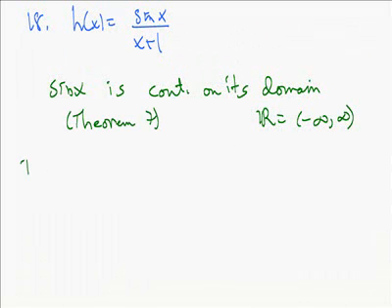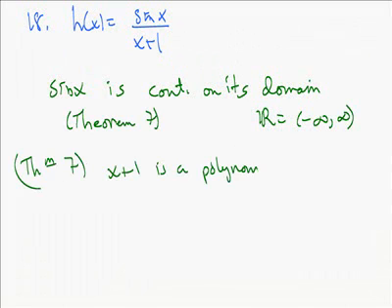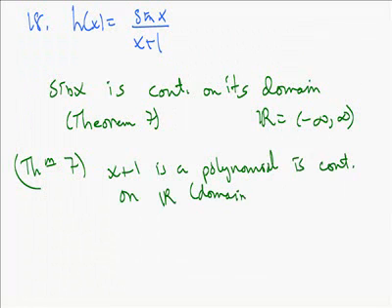Also by theorem 7, we know that x plus 1 is a polynomial. Well, theorem 7 doesn't tell us it's a polynomial, but theorem 7 says that since it is a polynomial, it is continuous on its domain, which is all real numbers. So the numerator is continuous on its domain, the denominator is continuous on its domain. Well, that means the entire function, f divided by g, or sine of x divided by x plus 1, is going to be continuous except where it's undefined.